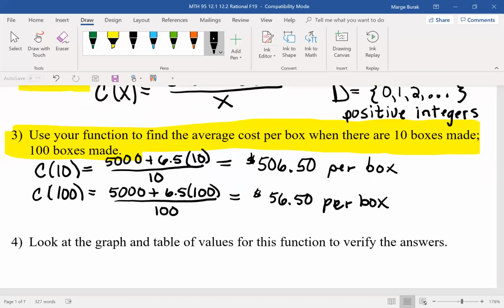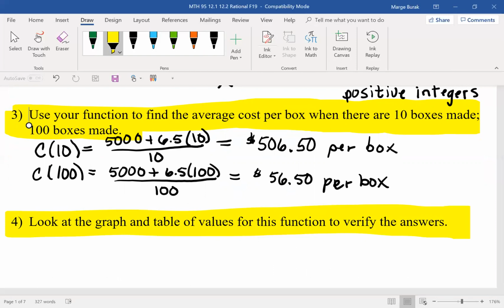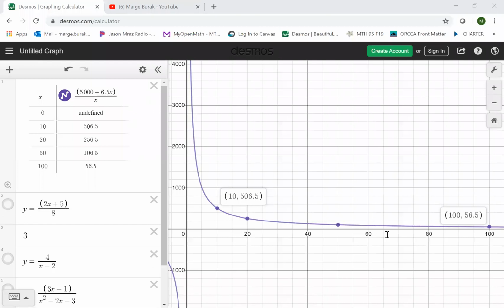Okay, so let's look at a table of values for this function to verify. I do have Desmos already here, so we'll go to our Desmos graph. You can see I put the function in and then I hit table, and we've got the table of values there. Sure enough, here's my 10 boxes for $506.50, and there's 100 boxes for $56.50. So I verified my answers here. Okay, let's go back to the lecture.